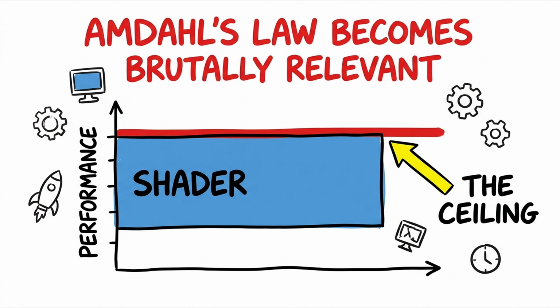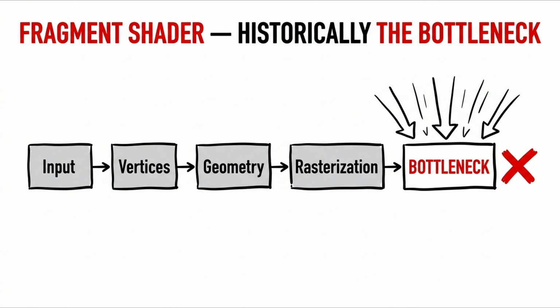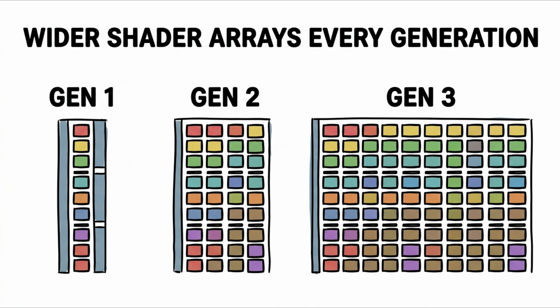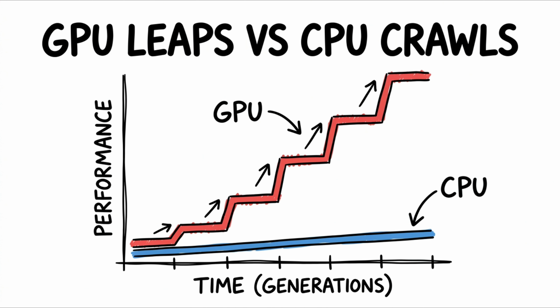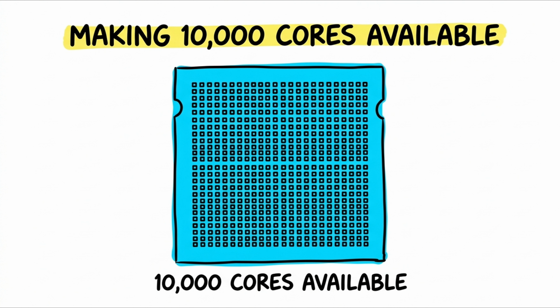This is where Amdahl's law becomes brutally relevant. Any part of the pipeline that cannot be parallelized becomes a ceiling on your entire frame rate. The fragment shader was historically the bottleneck. More shading, more bottleneck. Hardware engineers spent decades designing wider and wider shader arrays to push through this ceiling. It's why GPU generation over generation performance leaps are so dramatic compared to CPUs. You're not making one core smarter, you're making 10,000 cores available.